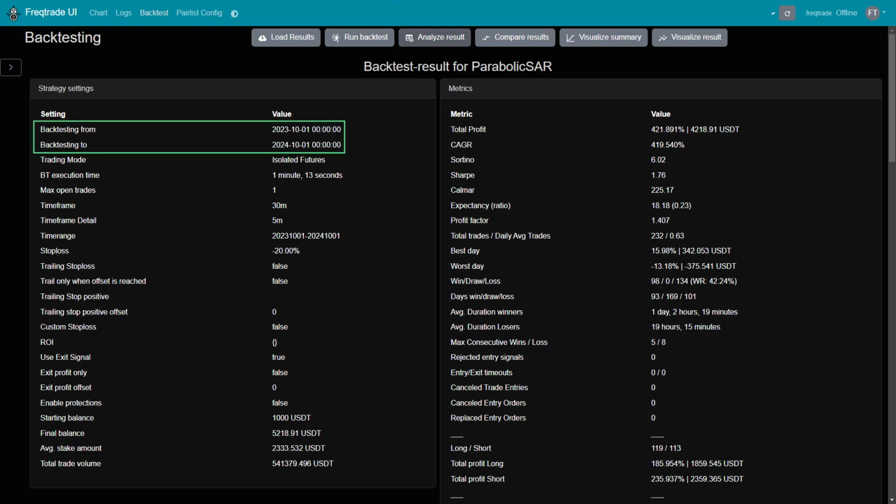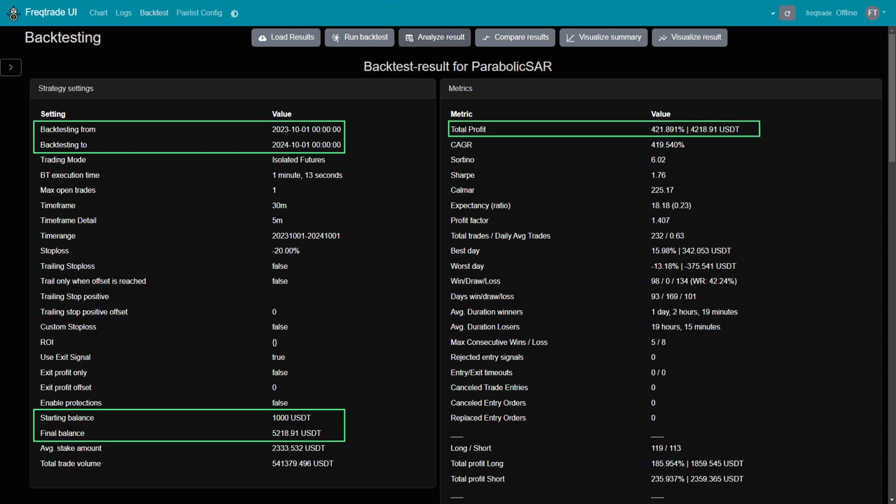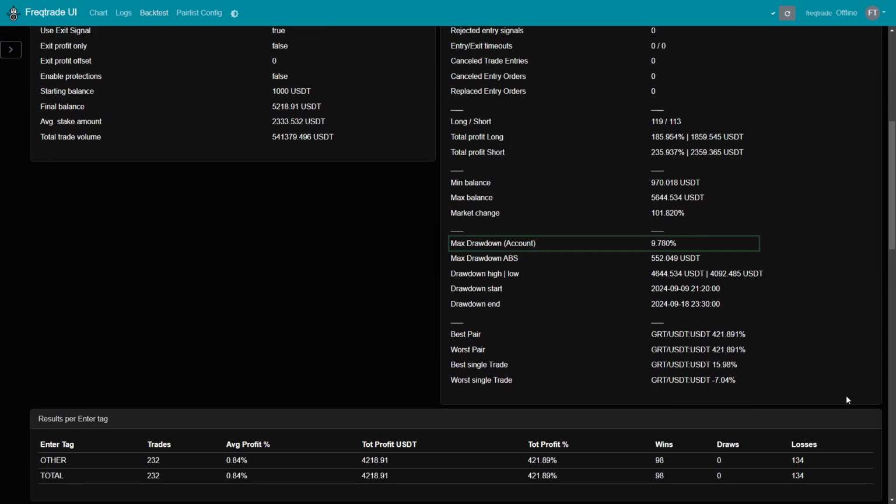Over the course of a 1-year backtesting period, we started with a balance of 1,000 USDT, and by the end, our balance had grown to 5,218 USDT, delivering a total profit of 421%. This is a solid performance, and it shows how well the strategy worked with these settings. The Sharpe ratio came in at 1.76, which is a great risk-adjusted return. This tells us the strategy is not only profitable, but also well-suited for handling volatility. Additionally, the max drawdown was just 9%, meaning it managed risk efficiently without large setbacks.